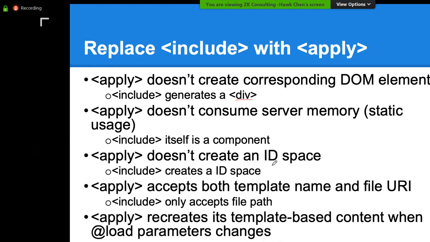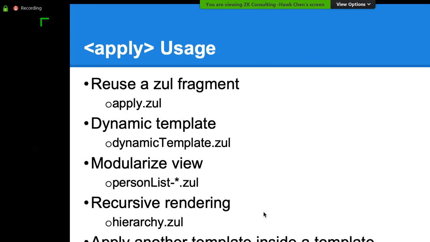And apply doesn't create an ID space. This is for MVC users. If you develop MVC, include will create an ID space, so sometimes when you want to select a component inside the include, it will cause more trouble. But apply doesn't; it just injects another rule into the current rule and merges them as one. So apply accepts both template name and file URL. The file URL usage is just like this, and you can also use the template name like here.